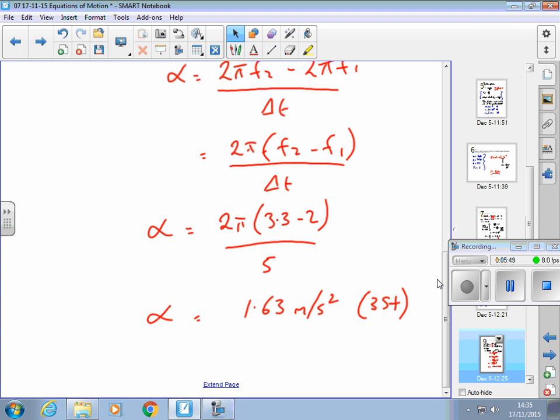Meters per second. Oh, that's wrong, isn't it? It's not meters per second squared, is it? What is it? Radians per second squared. Because we're talking about angular accelerations now, aren't we?